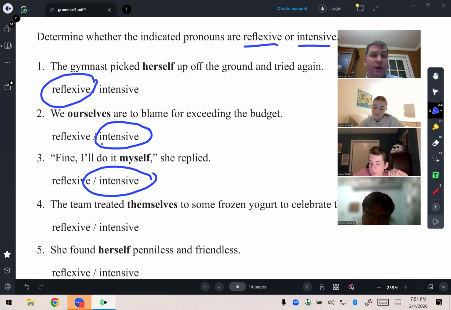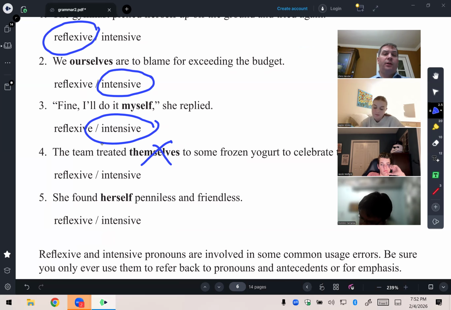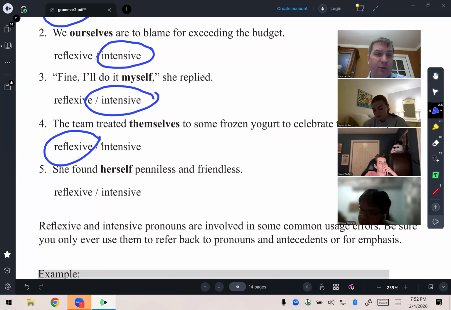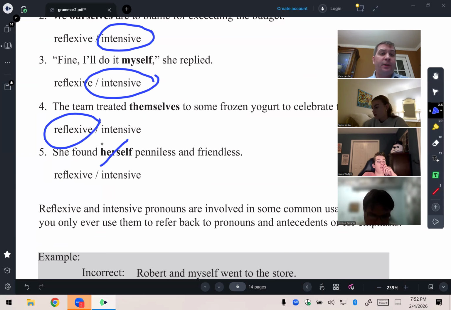The team treated themselves to some frozen yogurt to celebrate their victory. The team treated to some frozen yogurt to celebrate their victory. So they were the indirect object, reflexive. Last one, she found herself penniless and friendless. I'm going to try pulling it out. She found penniless and friendless. So that was reflexive.